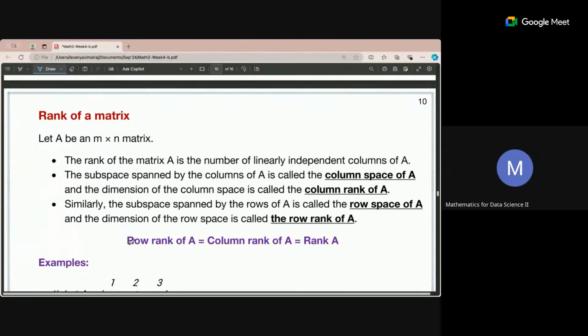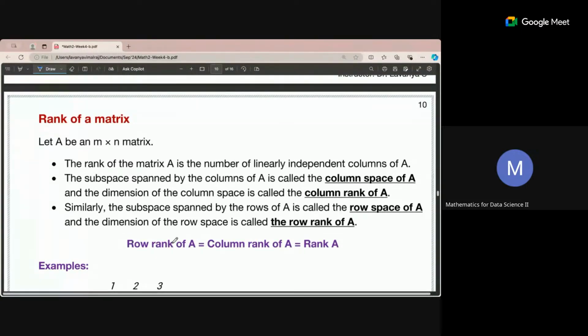So we saw the concept of dimension. Rank is also something similar to that. Okay, fine. Let A be an m by n matrix. The rank of the matrix A is the number of linearly independent columns of A. So rank of a matrix is nothing but the number of linearly independent columns of A.